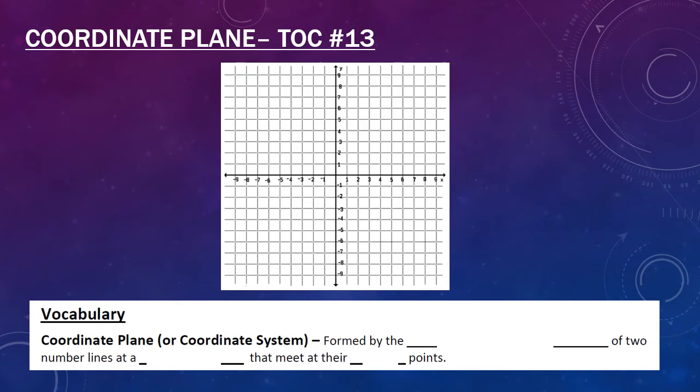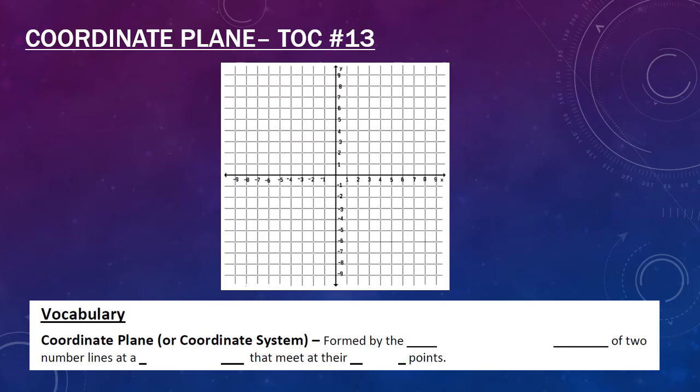Let's get started. At the very top of your page, you will see this graphic that we have here in the middle. That is called the coordinate plane, and that's what it looks like. It's also sometimes called the coordinate system or the coordinate grid. It was developed by a French mathematician named Descartes. It's also sometimes called the Cartesian plane because it was founded by this French guy named Descartes. So, let's dive into the vocabulary, shall we?